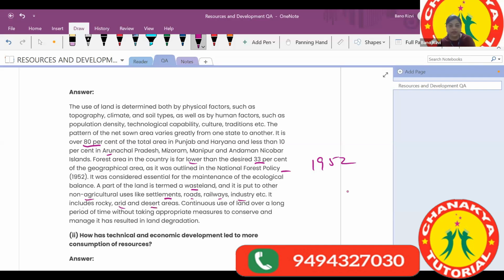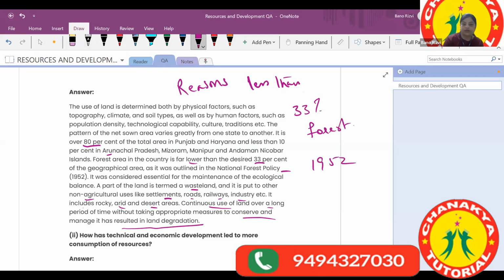Arid and desert areas. Continuous use of land over a long period of time without taking appropriate measures to conserve and manage it has all resulted in land degradation. So these are the reasons. You can also say, the question might be a little twisted, these are the reasons why we have less than 33% forest.